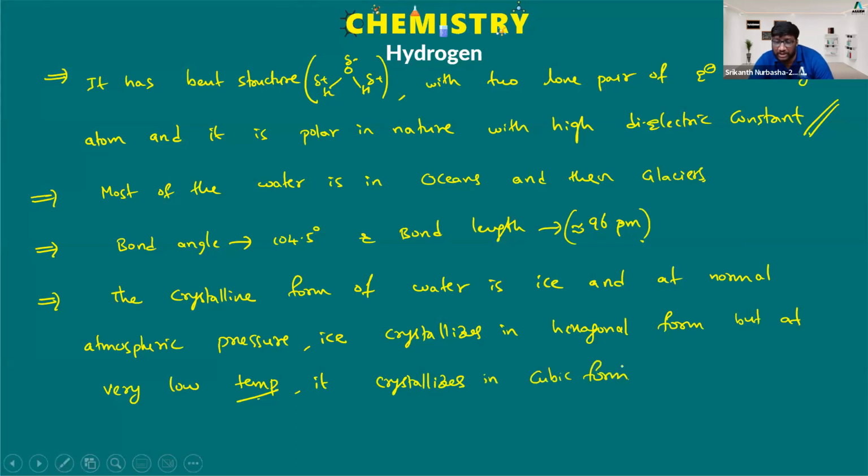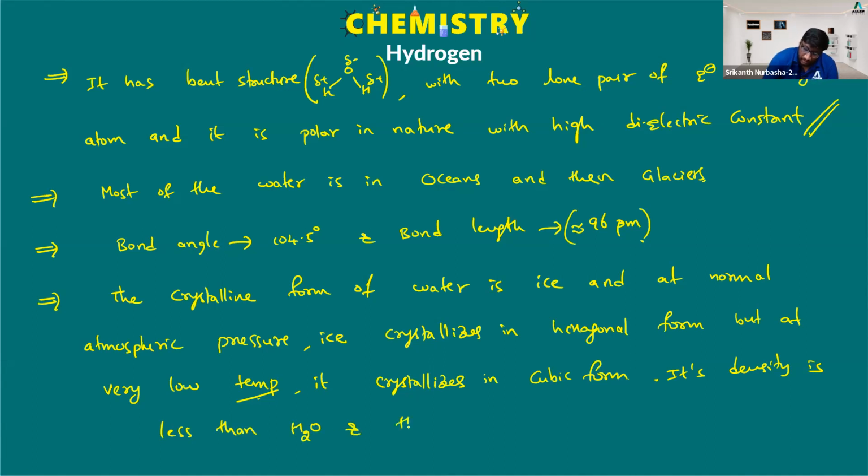At very low temperatures, it will be crystallizing in the cubic form. At normal atmospheric pressure, it will crystallize in the hexagonal form. And its density is less than water. That is why it floats on water. The density is less than the density of H2O, and that is why ice will be floating on water.